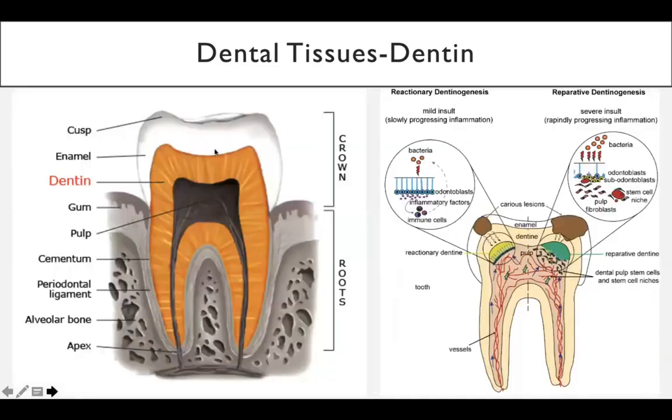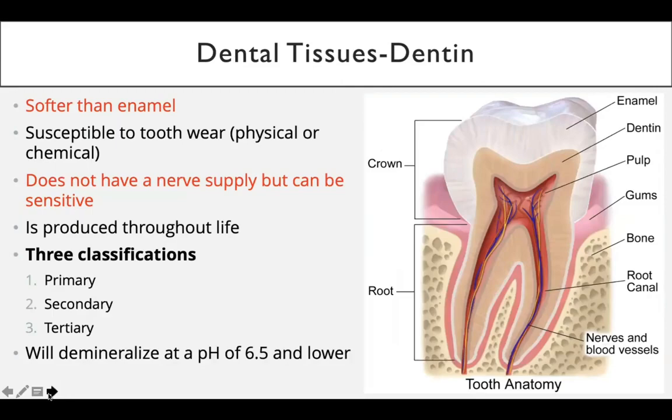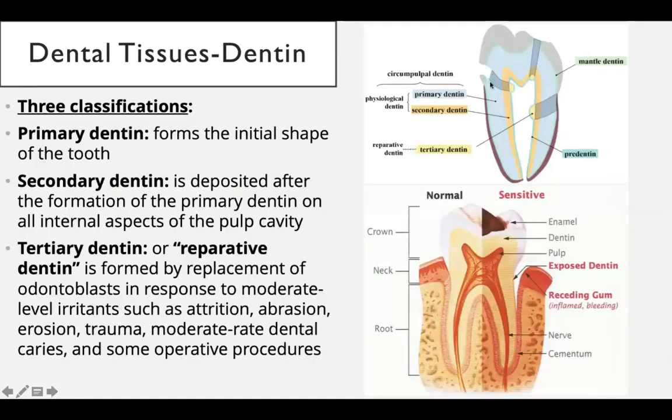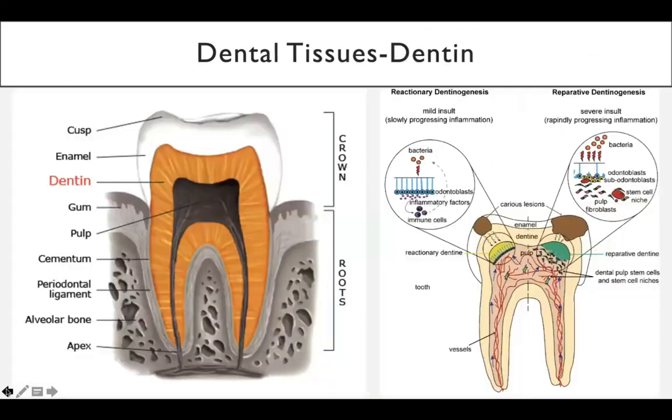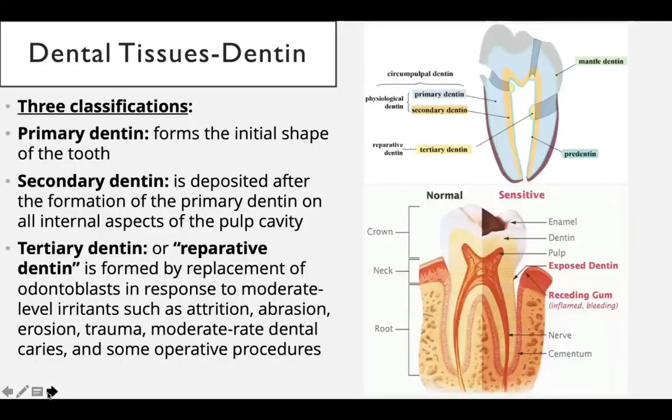Primary is the outermost, making the shape of the teeth. Secondary is next to primary. Tertiary is innermost and reparative, which is why it is known as reparative dentin, because it contains odontoblasts. And there are two types of dentinogenesis: reactionary and reparative. Even if you know this much, that would be more than enough for now.